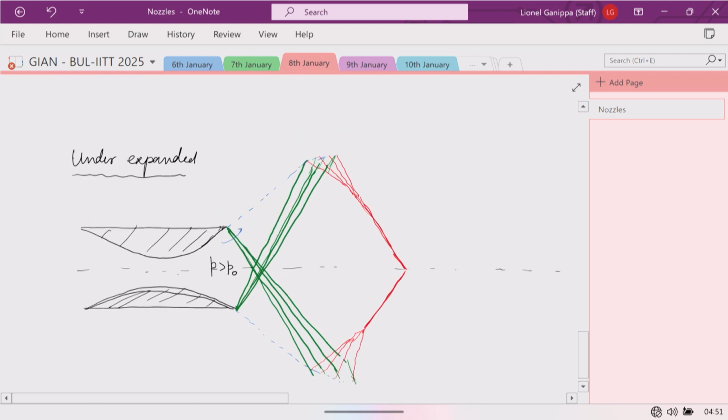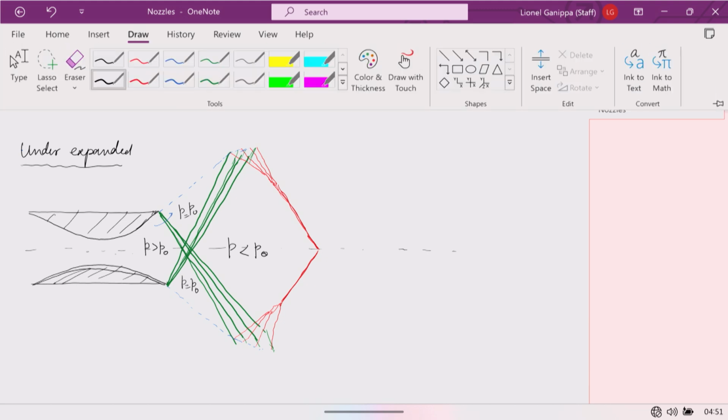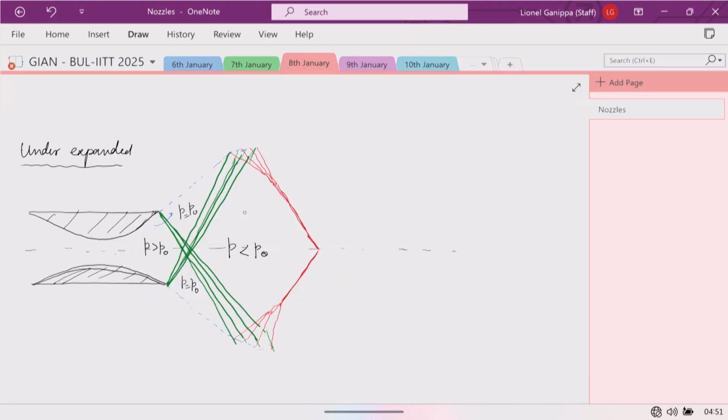So in the process, we see that when the flow expands from the nozzle exit, the pressure will be equal to P naught. It expands further, P will be less than P naught. That's also one of the reasons why we have this oblique shock here. Now, because the flow has encountered an oblique shock, the flow will turn.